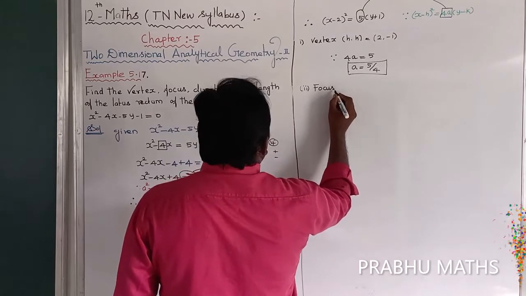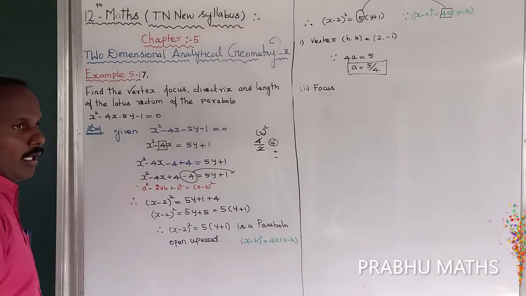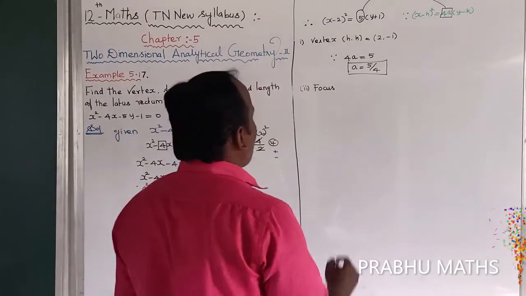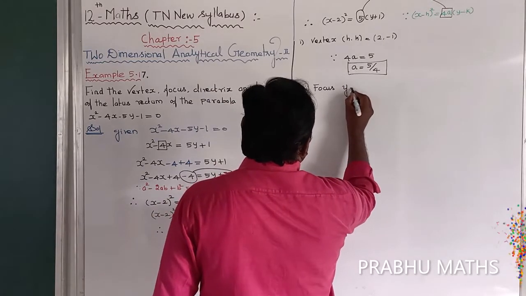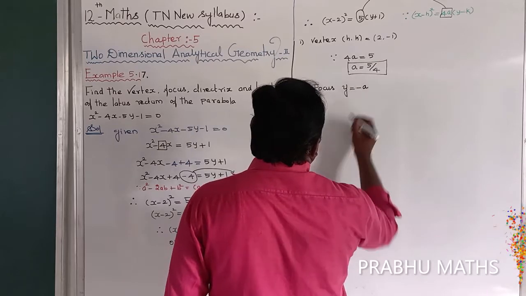Focus. Which side does this parabola open? This is an upward open parabola. Upward open parabola means y plus k, that is called y is equal to minus a.